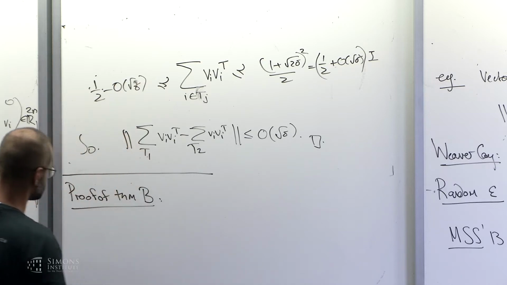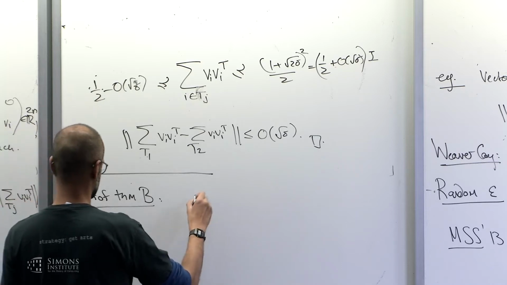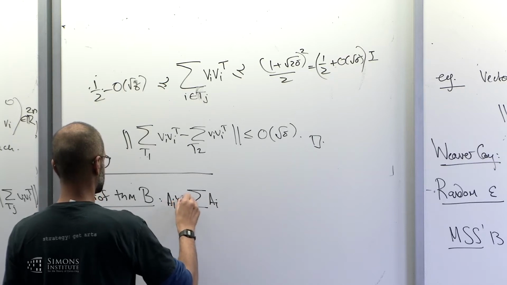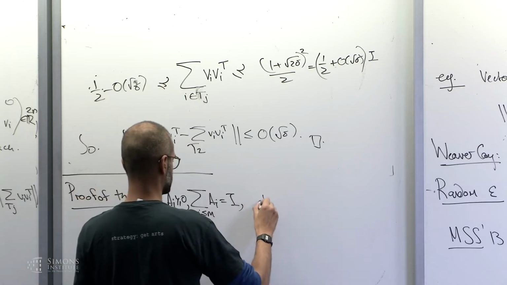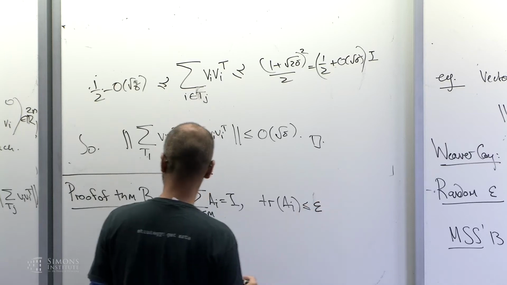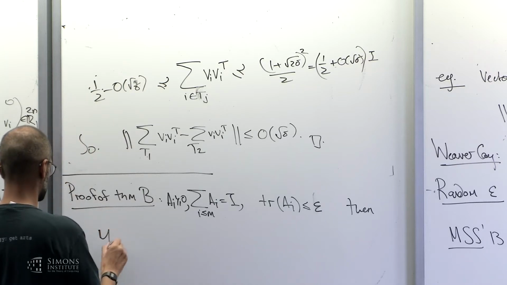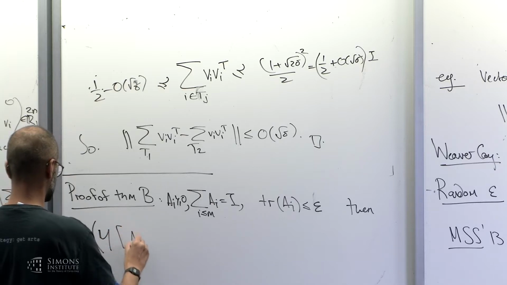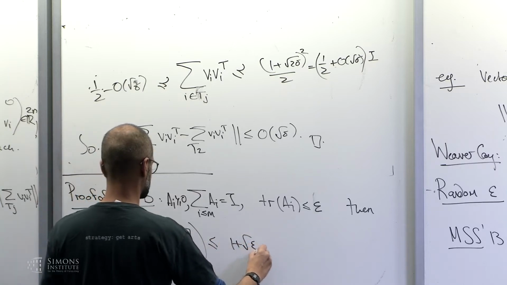So theorem B is a statement that if you give me a bunch of matrices, positive semi-definite, adding up to the identity, and with bounded trace, epsilon, then the mixed characteristic polynomial has a bounded root. Right, so the largest root of the mixed characteristic polynomial is at most 1 plus square root epsilon.